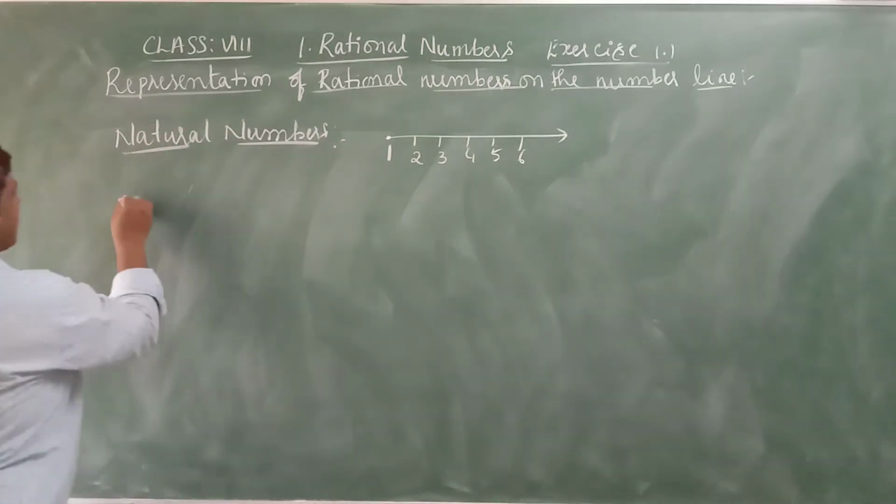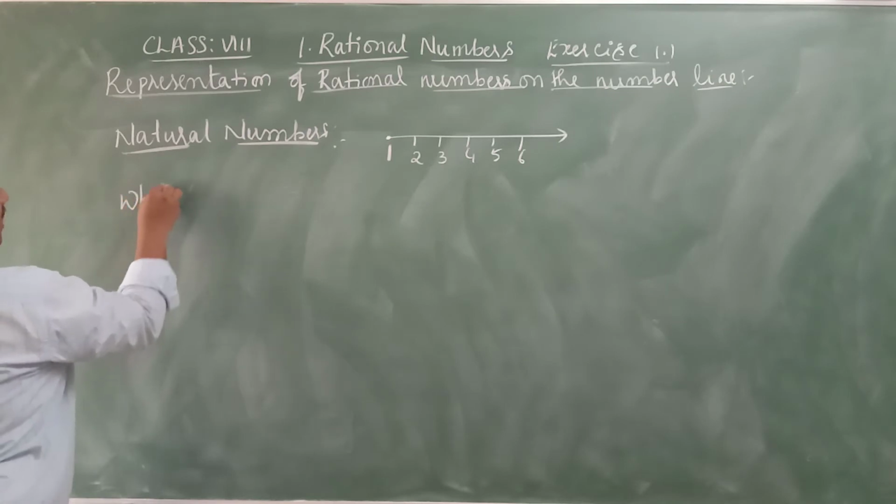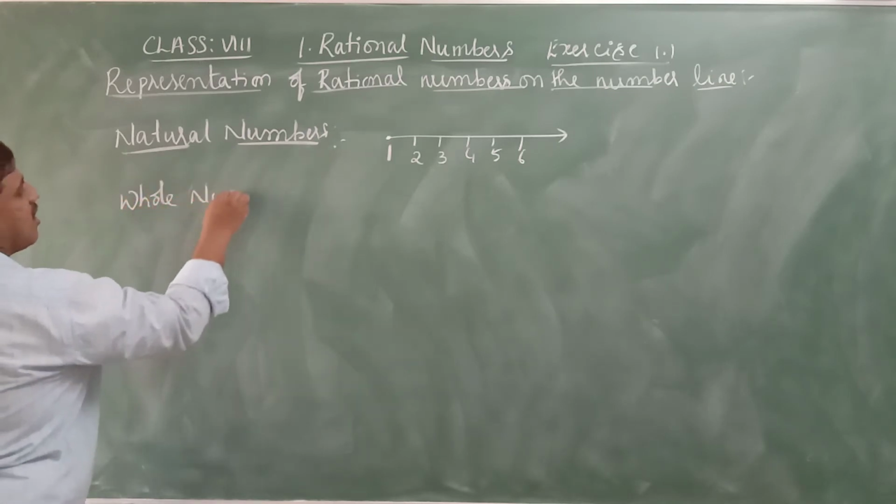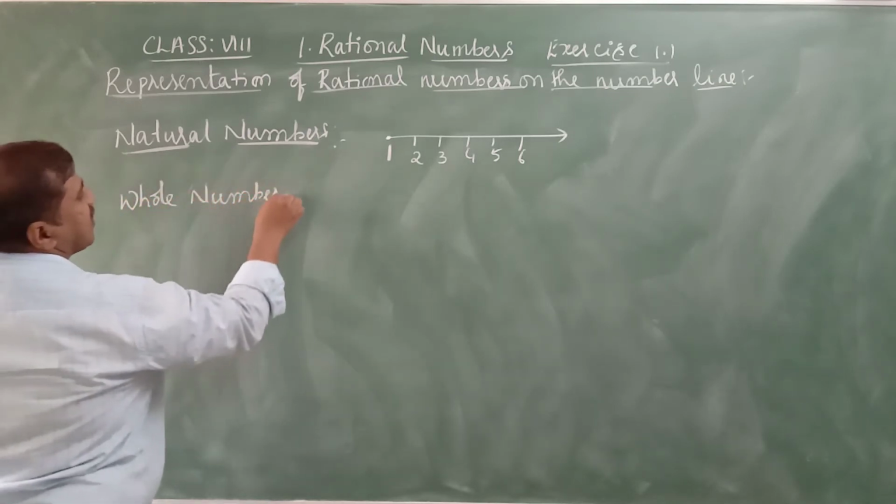So how do we represent whole numbers on the number line? Whole numbers start with 0.